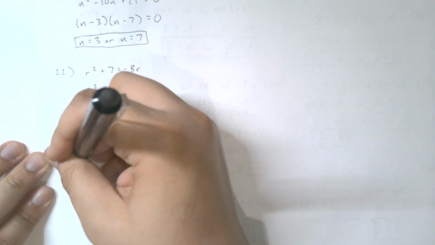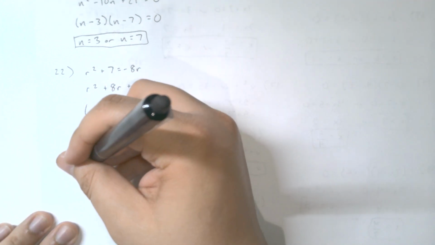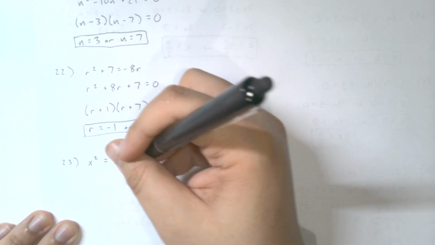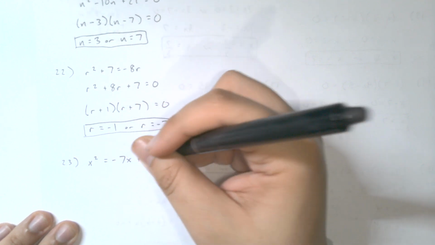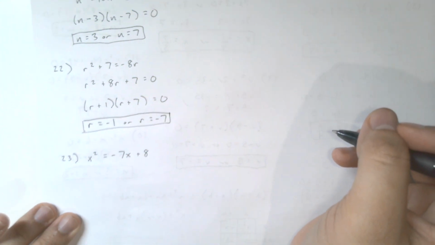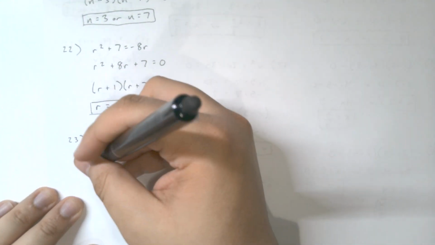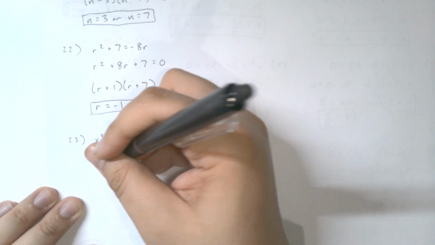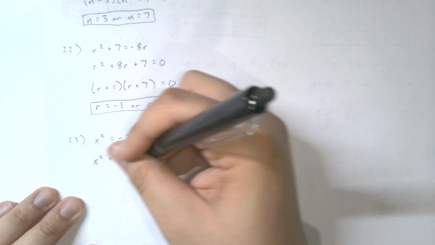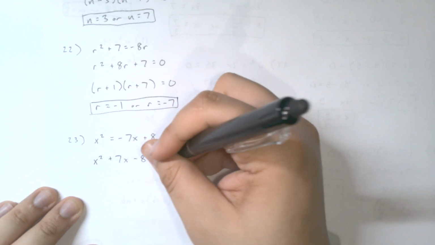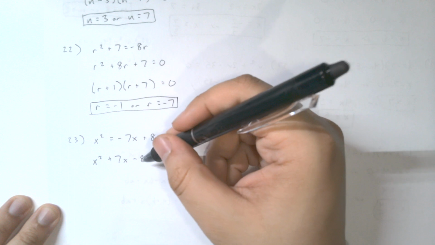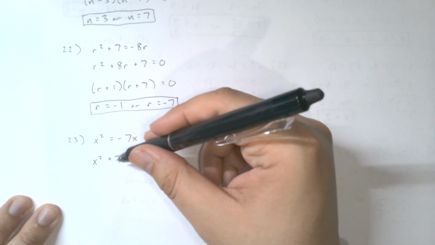For number 23, we have x squared is equal to negative 7x plus 8. Not in standard form, so we want to get everything to the left. We can add 7x and subtract 8. x squared plus 7x minus 8 is equal to 0. And now we need to find two numbers that multiply to negative 8 and add up to 7.